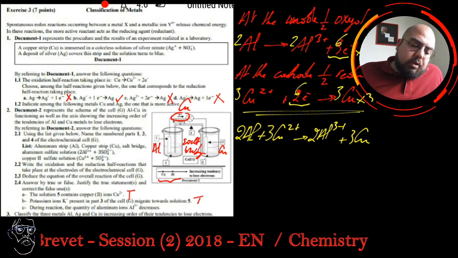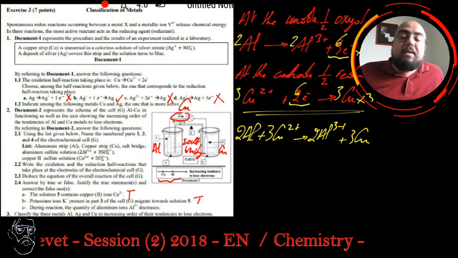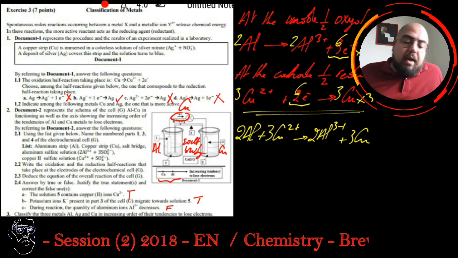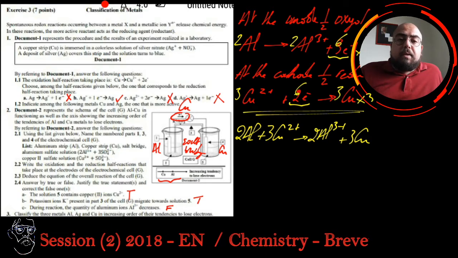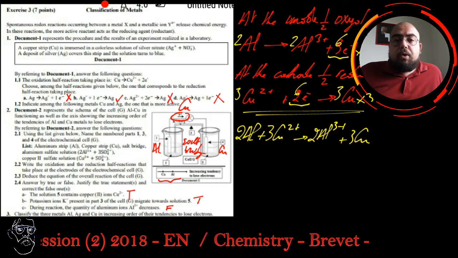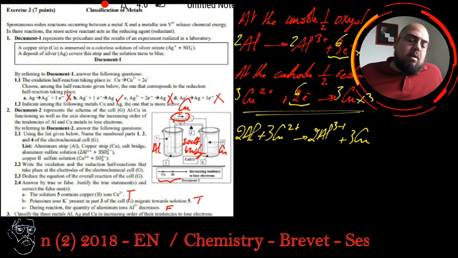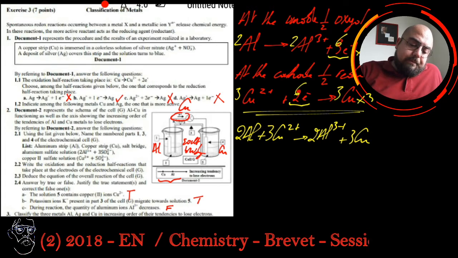During a reaction, the quantity of Al3+ decreases. That is false, because when we have an oxidation at this aluminium strip, we have Al being transformed to Al3+, so it's increasing. That's why it's false.